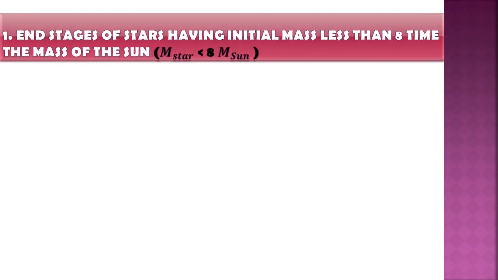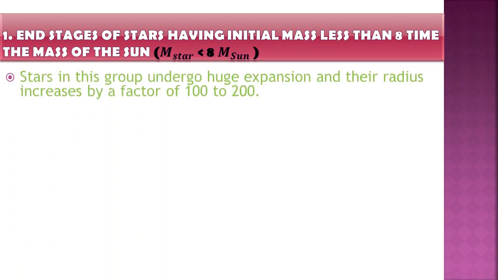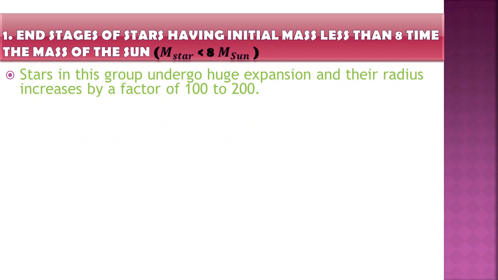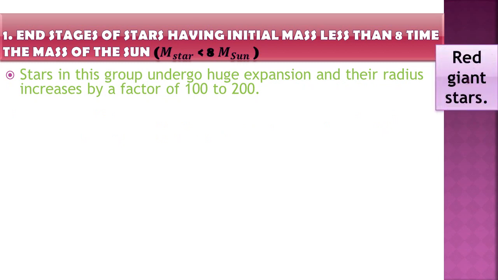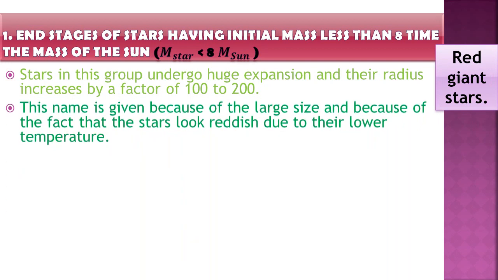Now let's study the first type, that is, the end stages of stars having initial mass less than 8 times the mass of the sun. So these are stars having masses less than that of the sun. Students, stars in this group undergo huge expansion and their radius increases by a factor of 100 to 200 times, and in this state they are called red giant stars. This name is given because of the large size and because the stars look reddish due to their lower temperature.